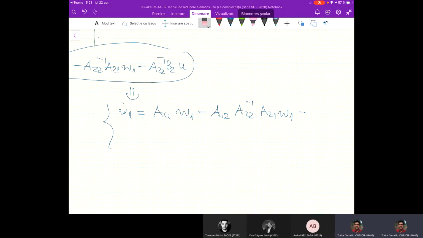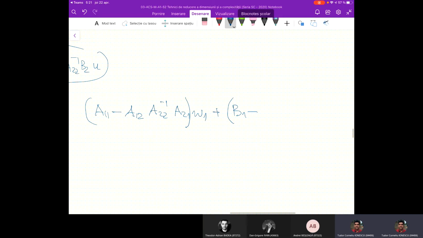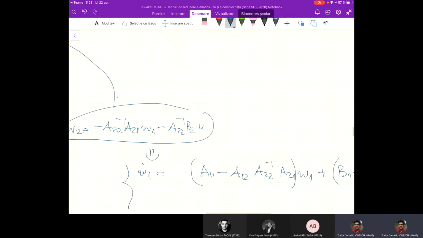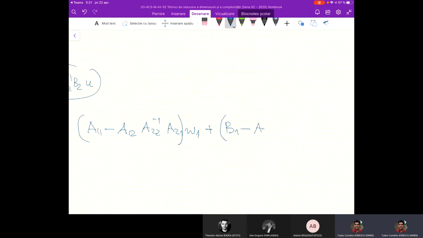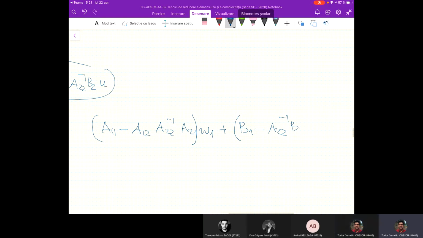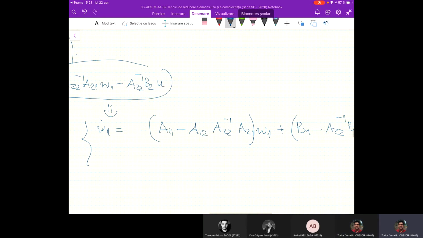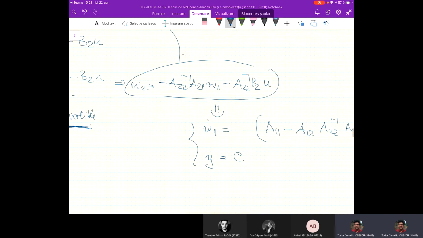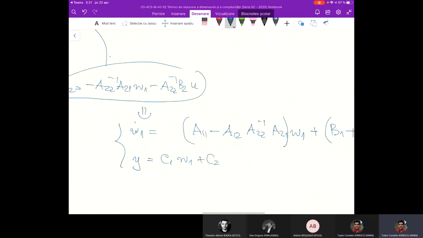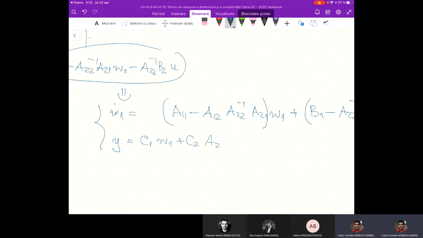so you can just set a common factor here, B1 minus A12 A22 inverse B2 U. And Y is what's left of it: C1 W1 plus C2 W2, and then you get, minus actually, C2 A22 inverse A21 W1.